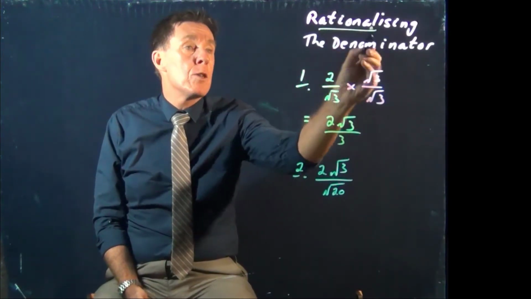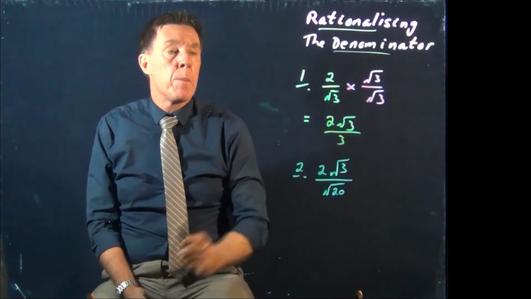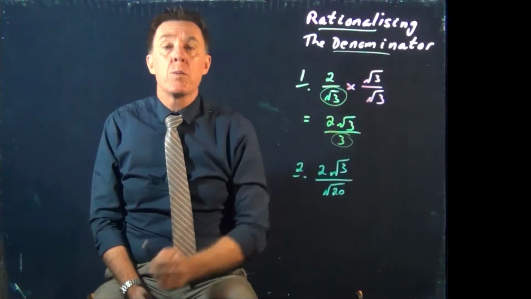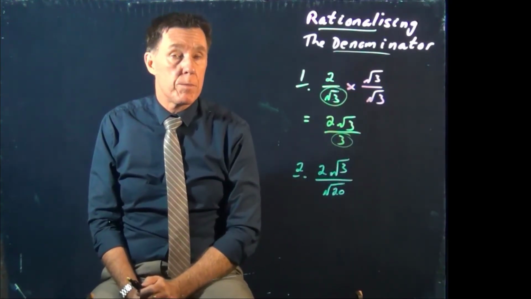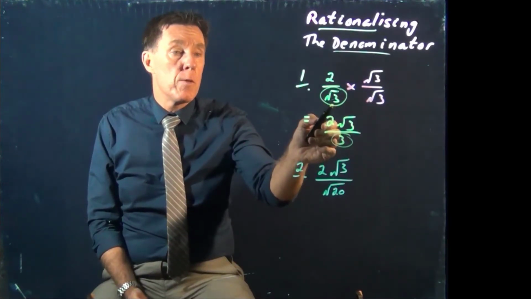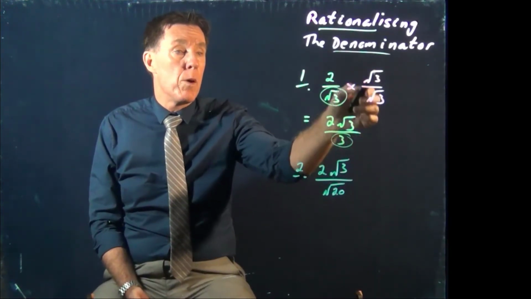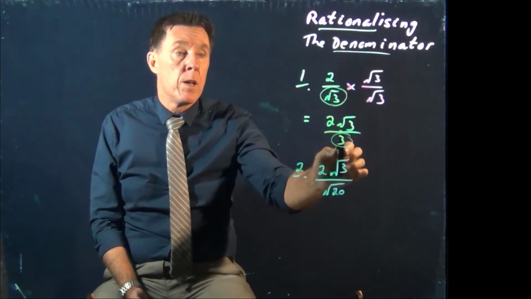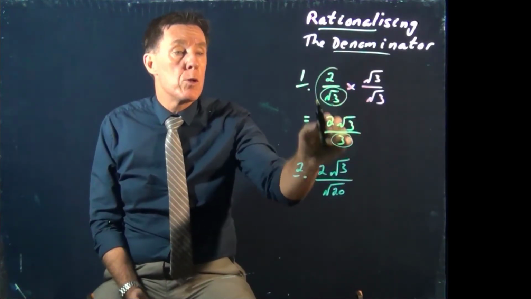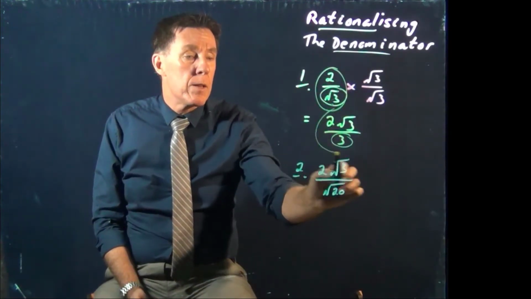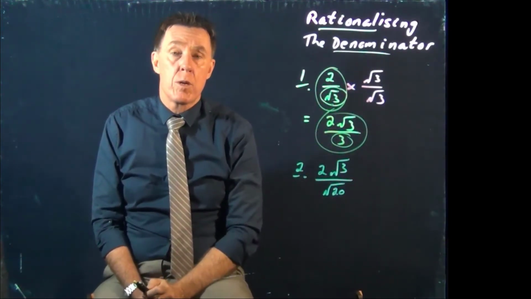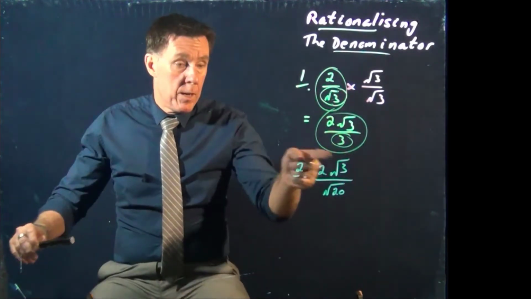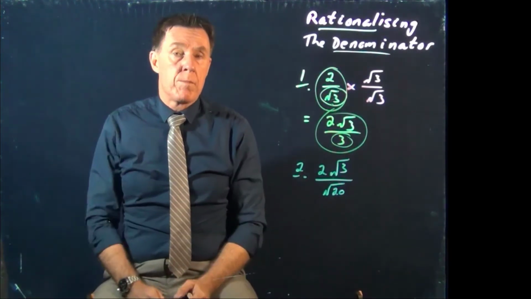I've rationalised the denominator. Instead of having a surd on the bottom of my fraction, I now have a rational number on the bottom of my fraction. So whatever surd I have on the bottom, I just multiply top and bottom by that, and my surd disappears off the bottom. If you type 2 root 3 into your calculator, and this 2 root 3 over 3 into your calculator, you'll find they are exactly the same answer. Let's try a second example and see what it looks like.